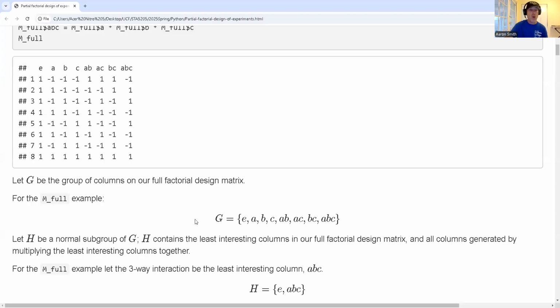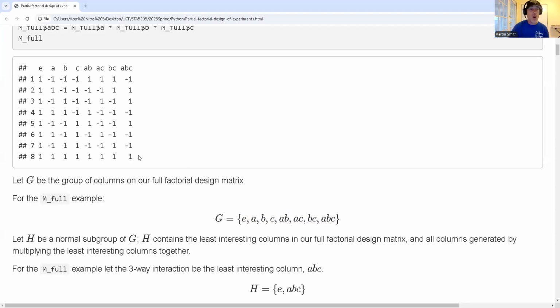Okay, so here are our columns. I can represent it this way. And if I multiply any 2, any 3, any 4, any of these guys together, I'm always going to get a column from this set called G.